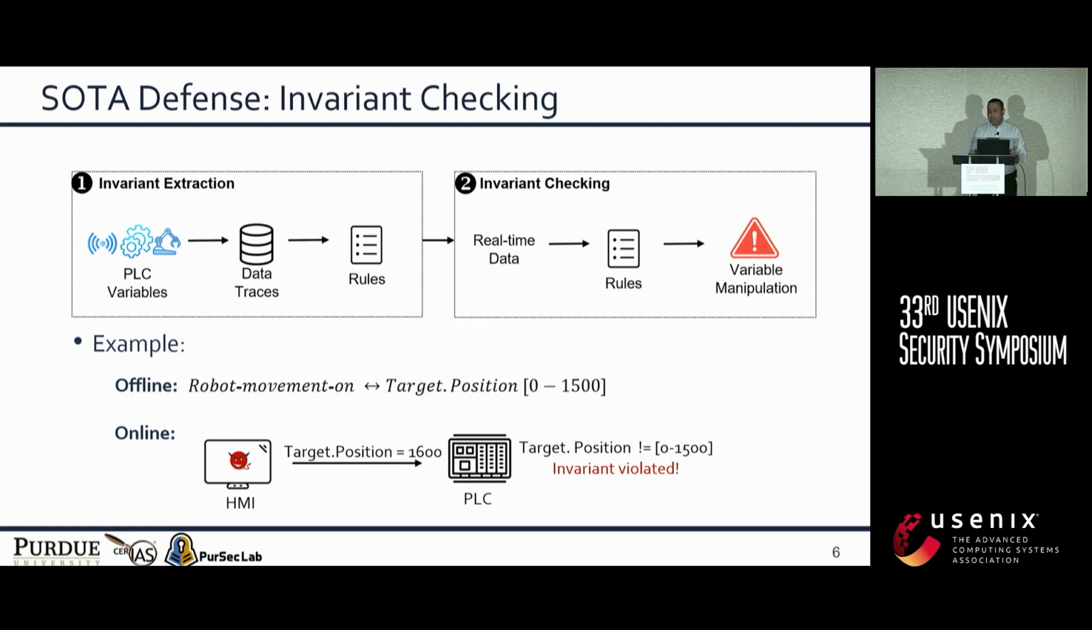For example, consider a simple invariant that defines a range from 0 to 1500 for a variable in an ICS process. If an attacker manipulates a variable above that threshold, the invariant detects this anomaly. So this is a very simple invariant. In reality, invariants are quite complex.